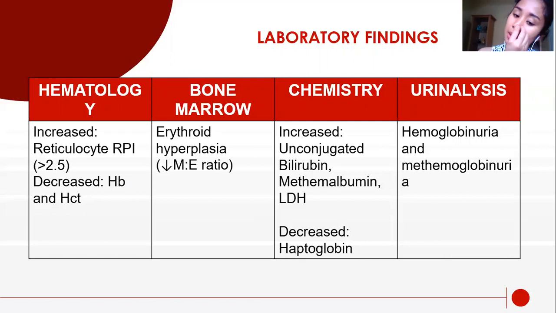And decreased in haptoglobin. So, haptoglobin is the carrier of free hemoglobin. Yan. Decreased siya. Because it carries your hemoglobin. So, dapat decreased free haptoglobin. Urinalysis, hemoglobinuria, and methemoglobinuria. So, that's your chemistry. So, siguro po highlight in class yung unconjugated bilirubin. Pakisulat unconjugated and lactate dehydrogenase. Haptoglobin decrease. Yan. In hemolytic anemia.